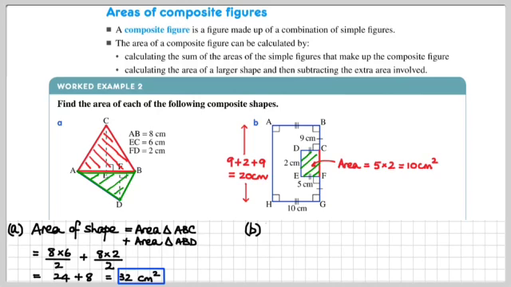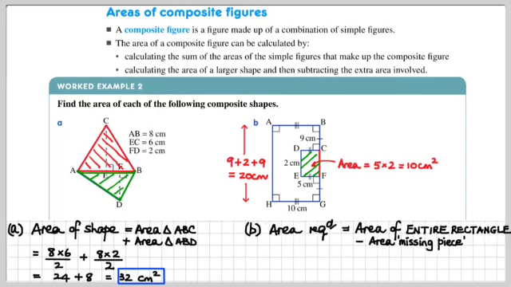Well, I'll show you guys. That's the green hashed one. So what I'm saying to you is the area required is the area of the entire rectangle, which is 20 times 10, which is 200 square centimetres, minus the area of the little bit of space in there. The area of the space is 10, so the total area required is 200 minus 10, which is 190 square centimetres.